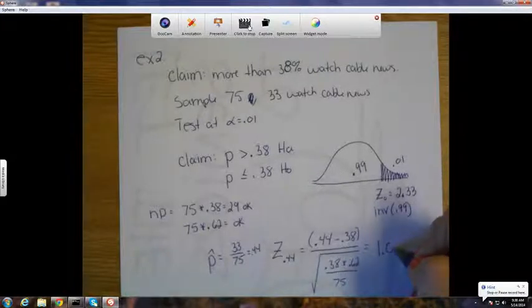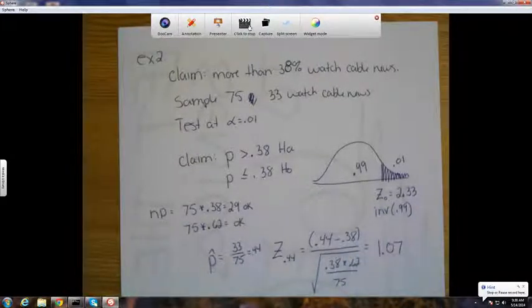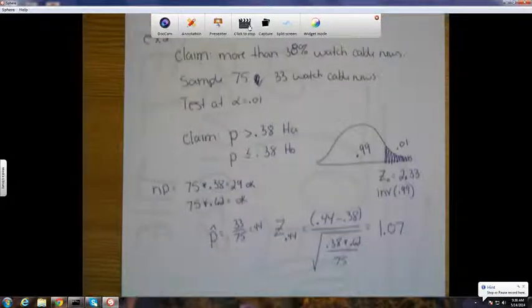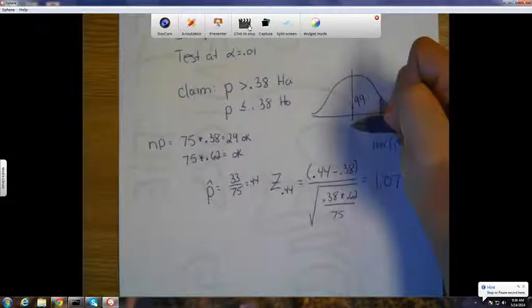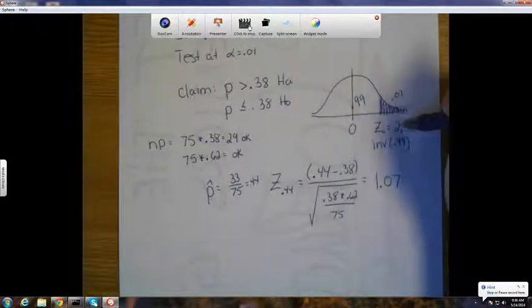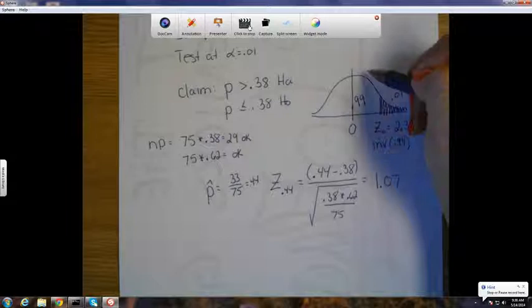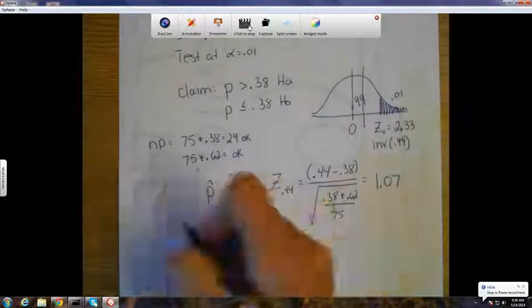I couldn't hear. Okay. Are we agreeing with that, I'm assuming? I didn't get any uproar. So, zero's in the middle. Shaded starts at 2.33. Where's 1.07? Unshaded. Failed to reject the null.